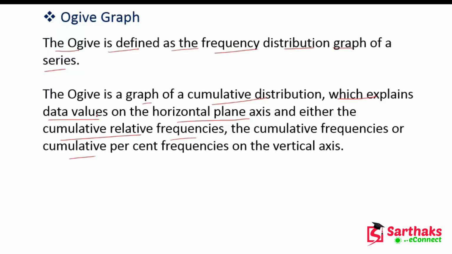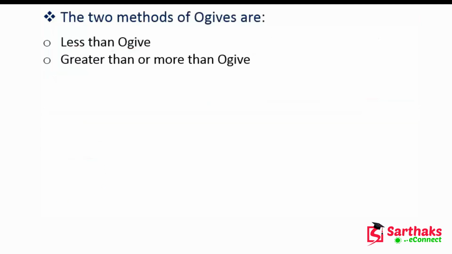Most statisticians use the ogive curve to illustrate the data in pictorial representation, meaning in the histogram and in the line graph, which helps in estimating the number of observations which are less than or equal to a particular value. Now there are two methods of ogive curve. The first is the less than ogive and the second is the greater than or more than ogive. Let's see what these curves are.